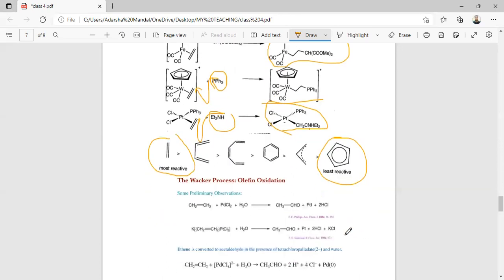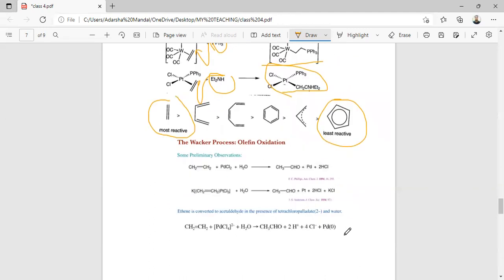So another famous example is the Wacker process. Here, the water acts as a nucleophile. So here, the ethylene moiety is converted to the corresponding aldehyde in the presence of PdCl2 by nucleophilic attack of water, forming palladium 0 and HCl. So here, ethylene is converted to acetaldehyde in the presence of tetrachloropalladate and water. So this is the overall reaction.